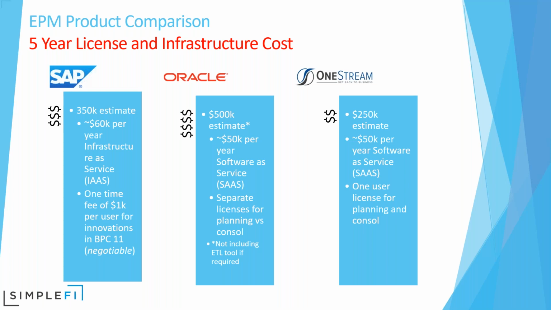You can see Oracle is fairly close, and the difference in Oracle is that there are separate licenses for the planning and consolidation, which bumps up the pricing a little bit. OneStream actually comes in a little bit less because they're all pretty much comparable as far as the annual infrastructure as a service fee is concerned. There are just some other incremental costs here and there. OneStream just doesn't have the incremental one-time fees or anything like that. It's just basically what your SaaS fee is going to be.